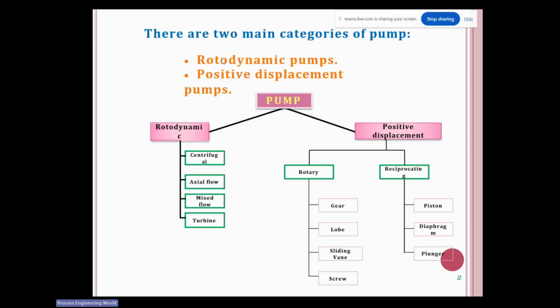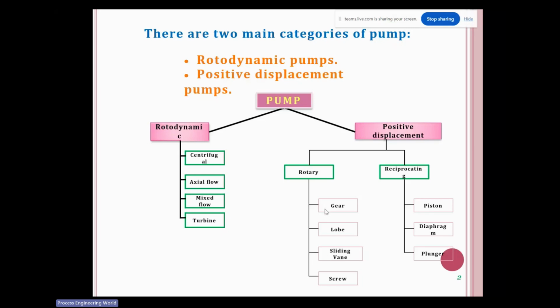And the positive displacement pumps are again divided into two categories: one is rotary and another is reciprocating. In rotary, we have gear pumps, lobe pumps, sliding vane pumps, and screw pumps. There are different types of pumps available in the market. Usually, gear and lobe pumps are used in the rotary category in industries, right?